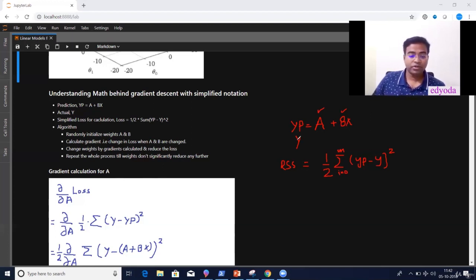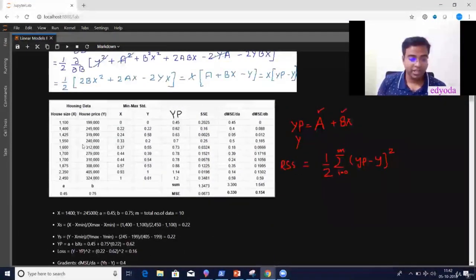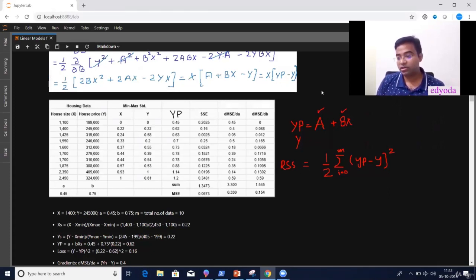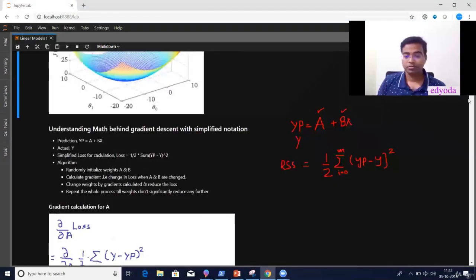So to begin with, we have data like this: the house size and the house price. The reference for this table is mentioned in the notebook. To begin with, gradient descent assigns random values. There are of course different techniques to assign random values, but that's what gradient descent does. It assigns random values.